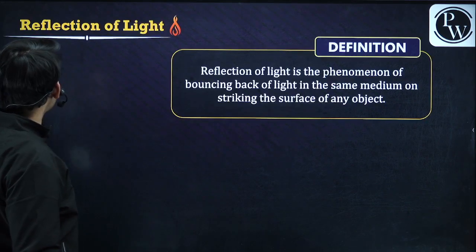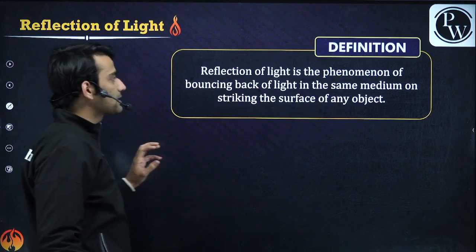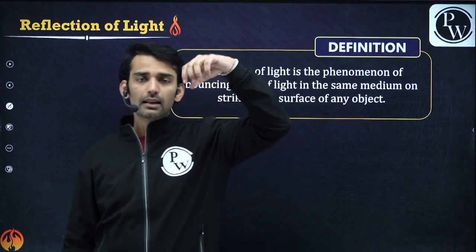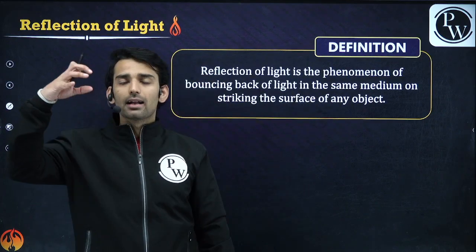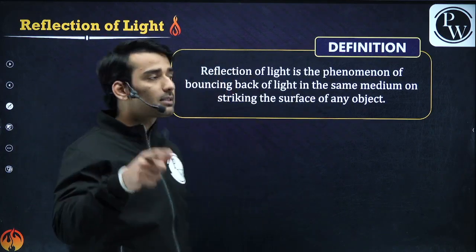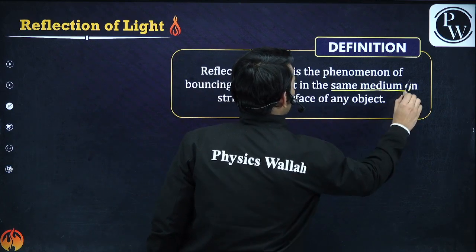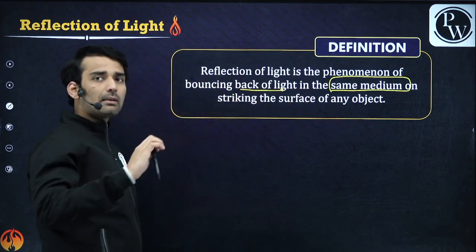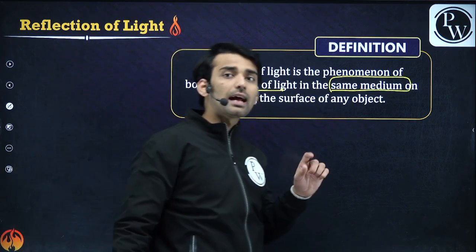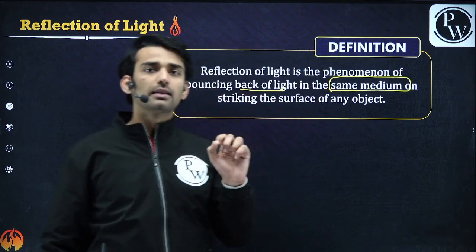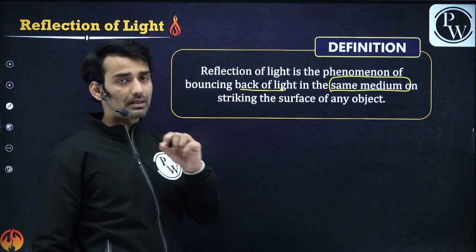So first is, what is reflection of light? Basically, reflection is the bouncing back of light. For example, if you drop a ball from this height, the ball will bounce back and come to my hand. So this is bouncing back. The same happens with light. Reflection is the phenomenon of bouncing back of light in the same medium. The ball or the light is initially in a medium, so after reflection, the light will come back in the same medium. This is the most important point in reflection. The speed remains the same and the medium remains the same, right?